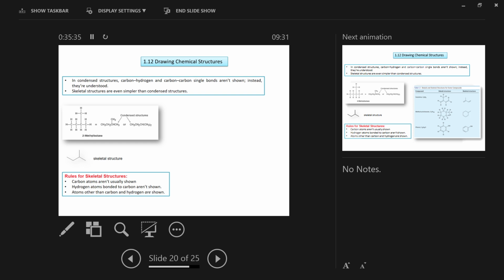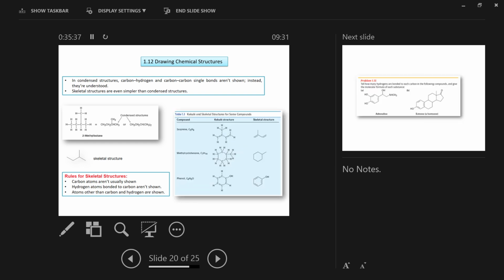Okay? Here you have different skeletal structures. Okay, we can put the hydrogens, we cannot put the hydrogens, it's up to you. Normally when we go to advanced organic chemistry, we never put the hydrogens, okay? And when we have a double bond, simple, we put a double dash, and this indicates that we have a double bond.